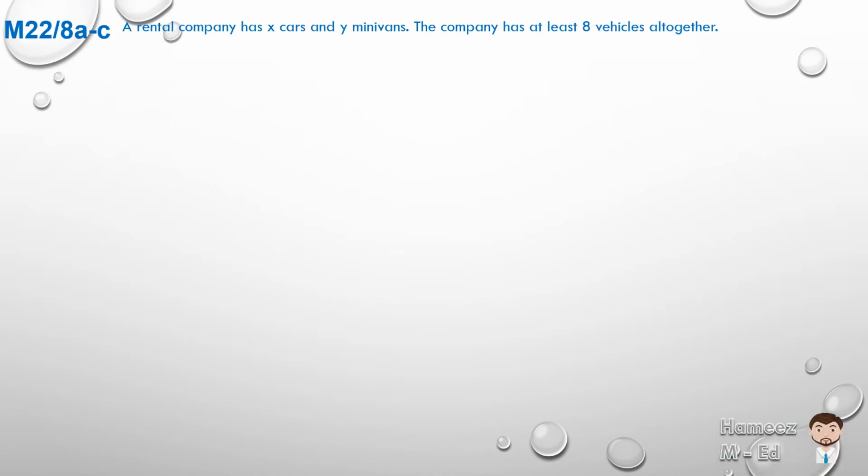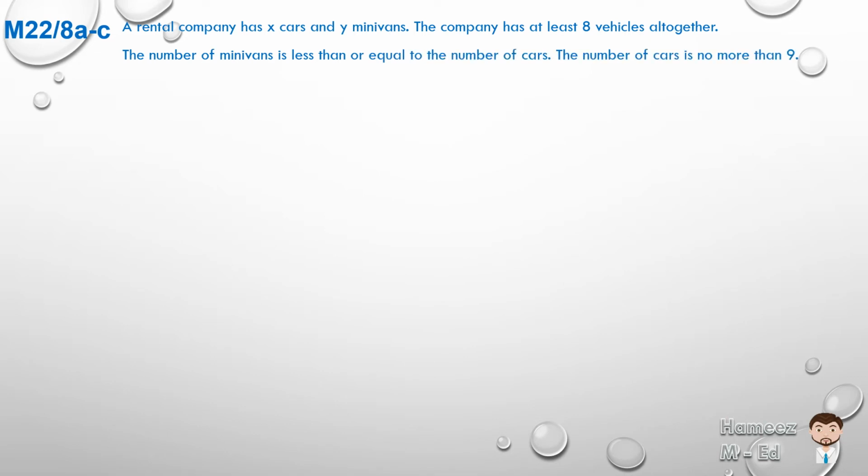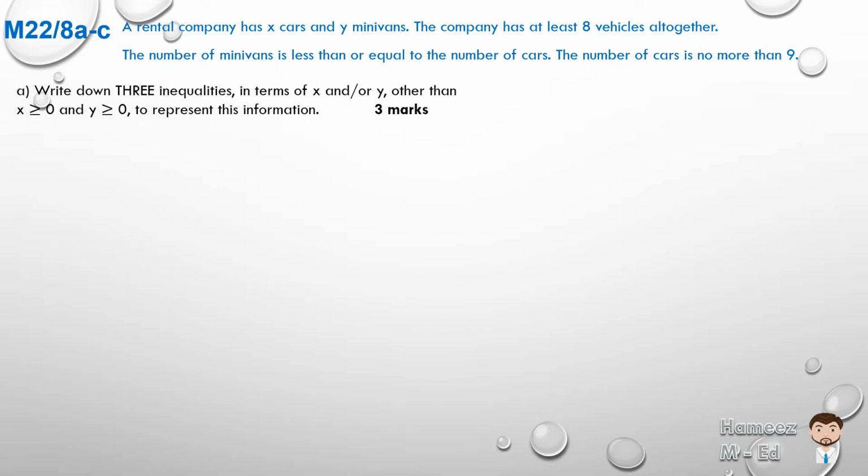May 2022, number 8a. The rental company has x cars and y vans. The company has at least 8 vehicles altogether. The number of minivans is less than or equal to the number of cars. The number of cars is no more than 9. Part A. Write down 3 inequalities in terms of x and or y, other than x is greater than or equal to 0 and y is greater than or equal to 0, to represent this information.